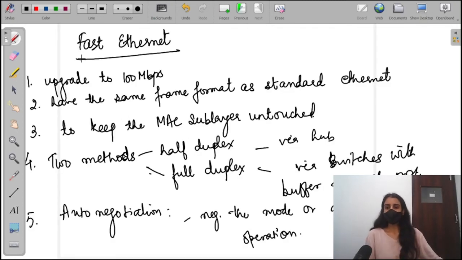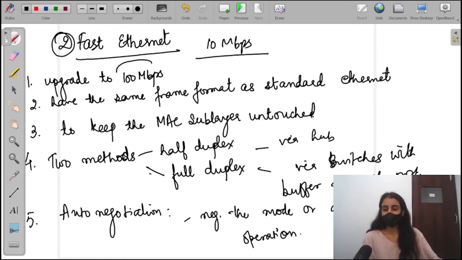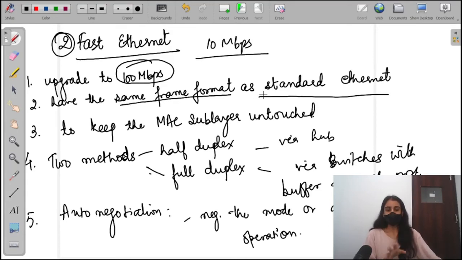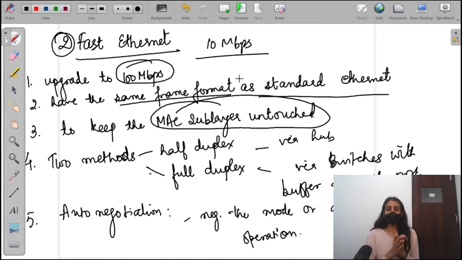Now moving on, the second generation is Fast Ethernet. While standard Ethernet was just 10 Mbps, Fast Ethernet is an upgrade to a 100 Mbps data rate. It has almost the same frame format as standard Ethernet, and the main point is that it kept the MAC sublayer untouched. Standard Ethernet used the MAC sublayer, and in this, the MAC sublayer is untouched.